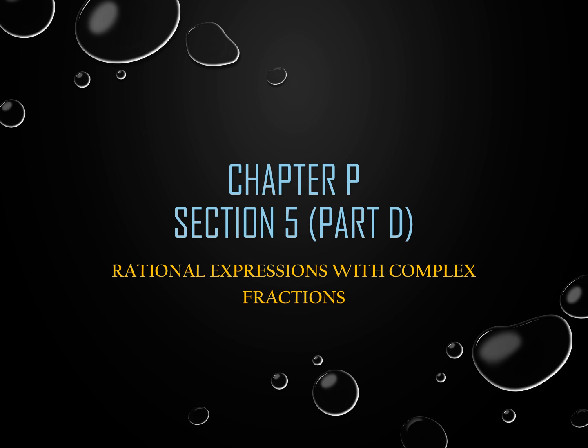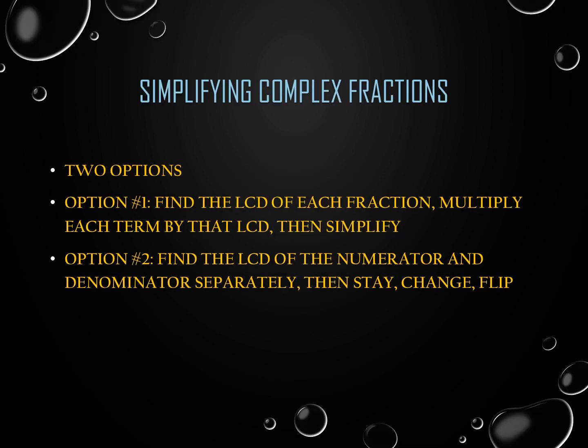So we'll have two options which we can use to solve them. Our first option would be to find the LCD of each fraction, then multiply each term by that LCD, and then simplify. However, I am going to show you option 2 in all the examples. I'm going to find the LCD of the numerator, and then the LCD of the denominator separately, and then I'm going to stay, change, flip, or keep, change, flip, because essentially that fraction bar is the division sign. So let's go ahead and just do a bunch of examples.